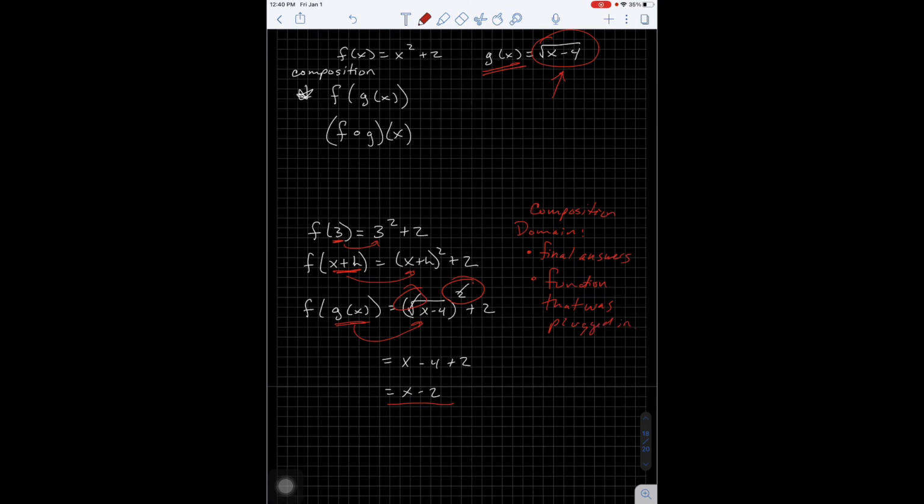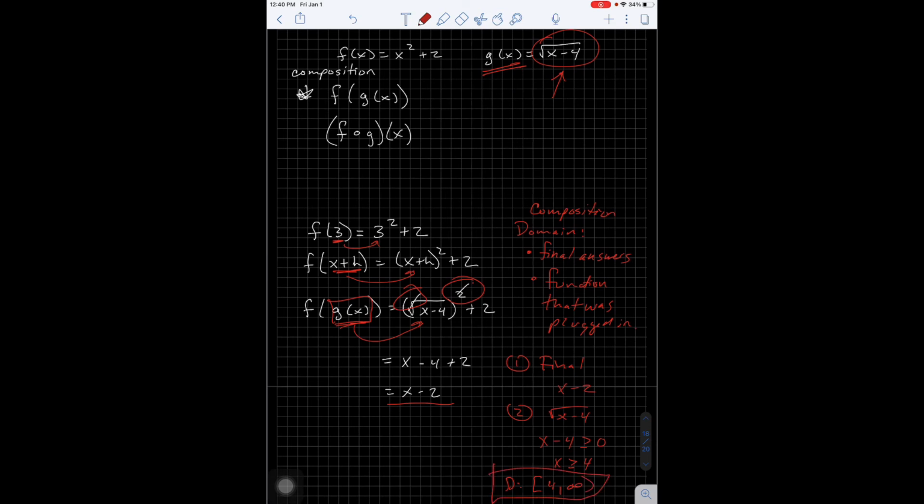So in our situation, because the question was asking for f of g of x, we need to check our final answer, and that's going to be x minus 2. There's no domain issues there. But we also need to check the function that was plugged in, which was g of x. And that function does have domain issues. So because it's a root, I'm taking it out and setting it greater than or equal to 0. So x is greater than or equal to 4. And so our domain then is going to be from 4 to infinity.